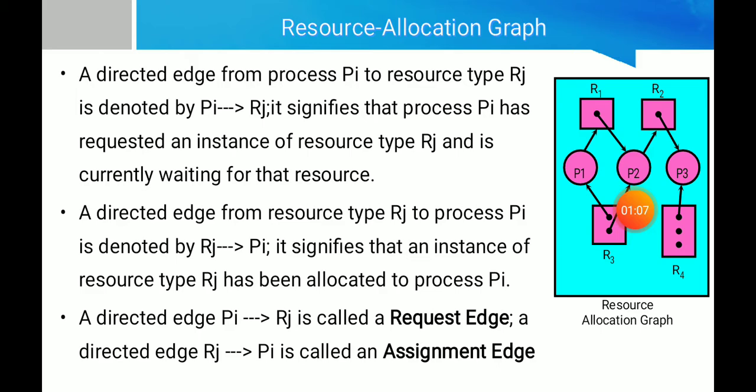In this graph, you can see that from P1 to R1, it is the request edge, and from R1 to P2, it is the assignment edge. It means that the resource is assigned to P2, and from P1 to R1 it is the request. It means that process P1 is requesting for the resource R1.